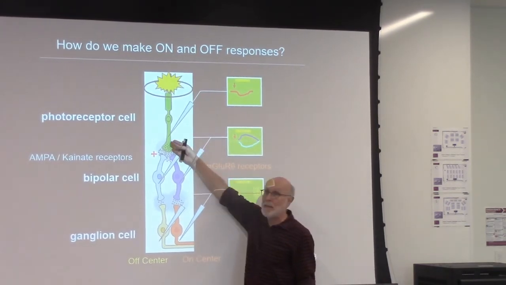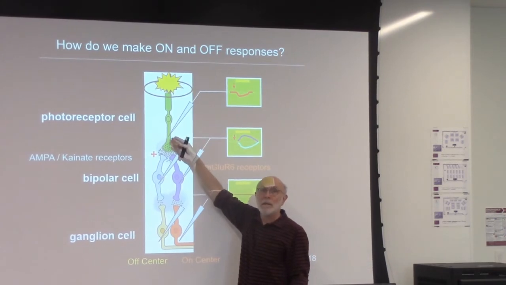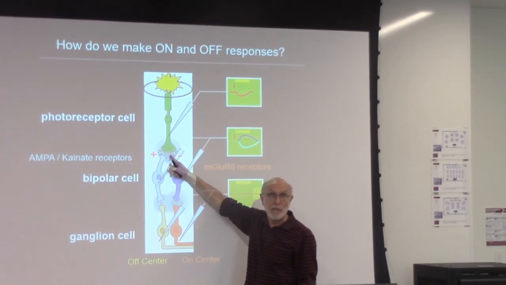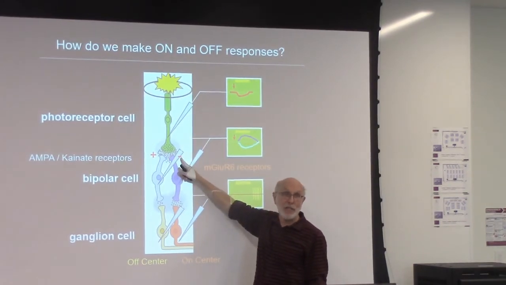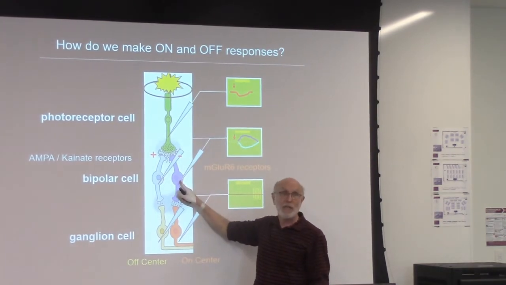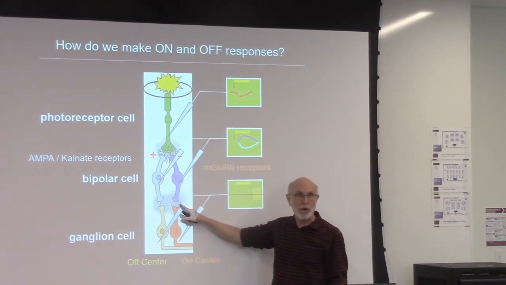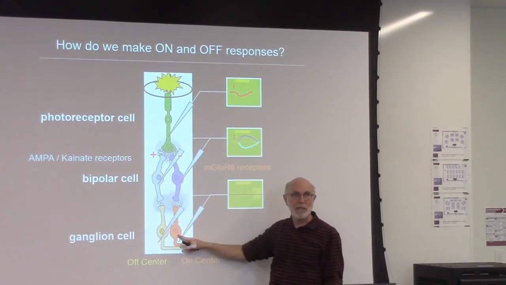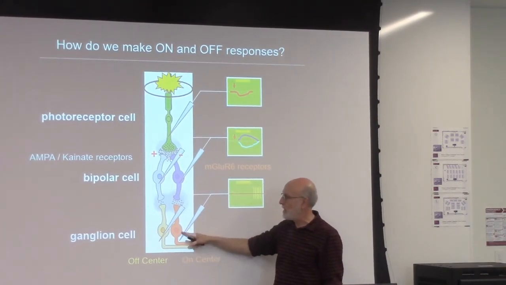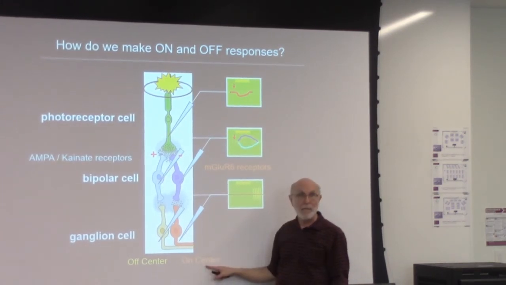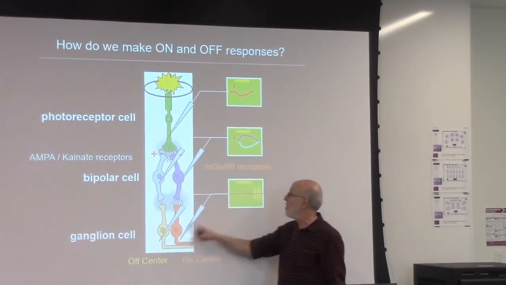In the light, hyperpolarization, less neurotransmitter release, less activation of the inhibitory receptor, less inhibition allows depolarization, more neurotransmitter release, more activation of this cell in the light. So this cell becomes an on cell, and this cell becomes an off cell.